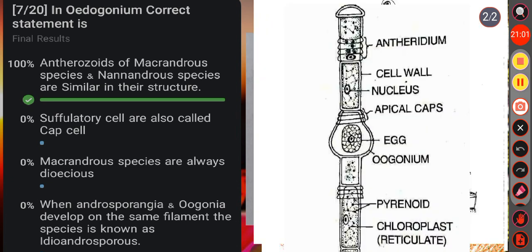A characteristic feature of Oedogonium is the presence of a distinctive transverse band at the distal end of the cell. The band formed at the time of cell division is called the apical cap, and the cell with the apical cap is known as a cap cell. Okay? Each division of the cell results in the formation of an apical cap. The number of apical caps in a cell indicates the number of times it has divided, right? So here option B is the incorrect statement because sufflatory cells are not cap cells.